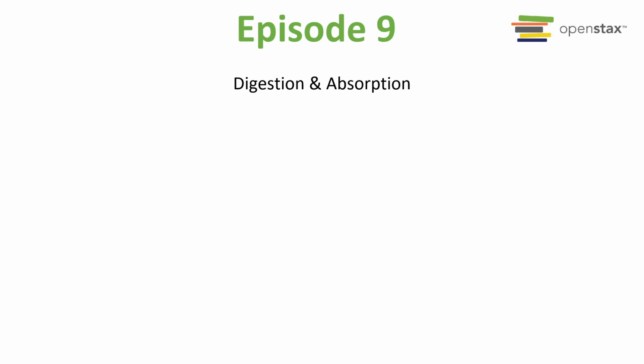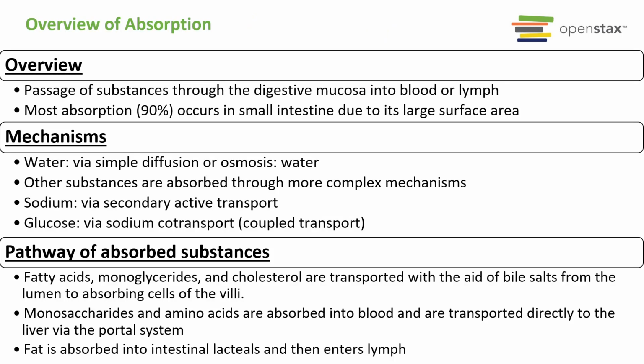Episode 9, our final episode on the digestive system, with a focus on the processes of digestion and absorption. Up until this point, we've highlighted the primary and accessory organs of the digestive tract. And in this episode, we'll now turn our attention once again to looking at how exactly we can break down and absorb nutrients. So on this particular slide, we highlight the role, particularly of the small intestine in absorption.